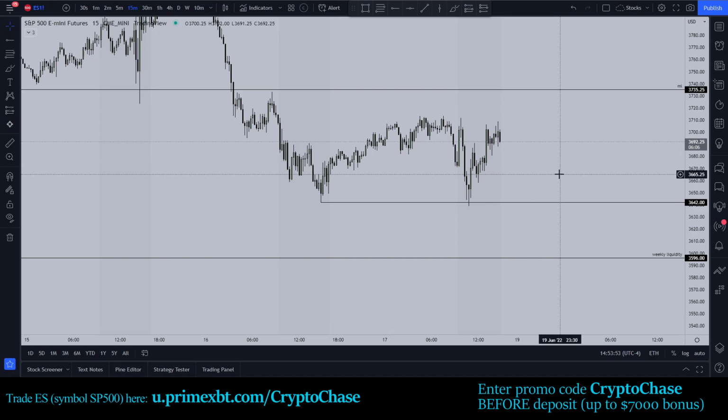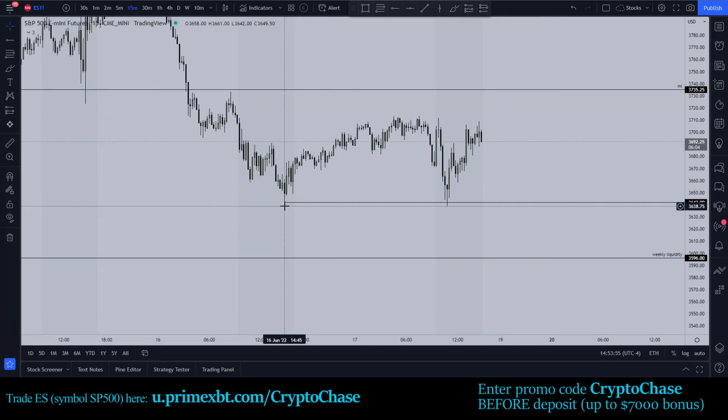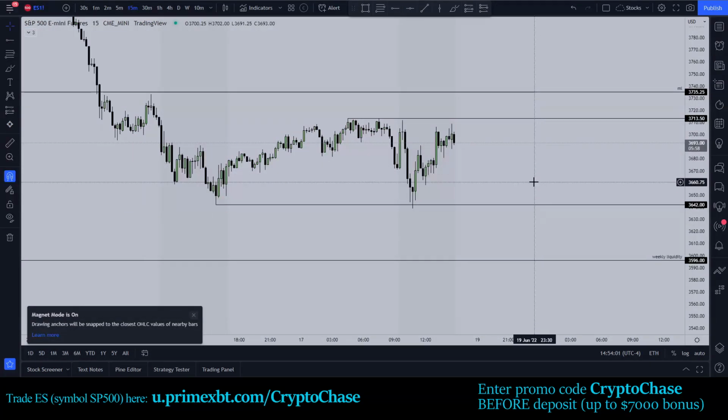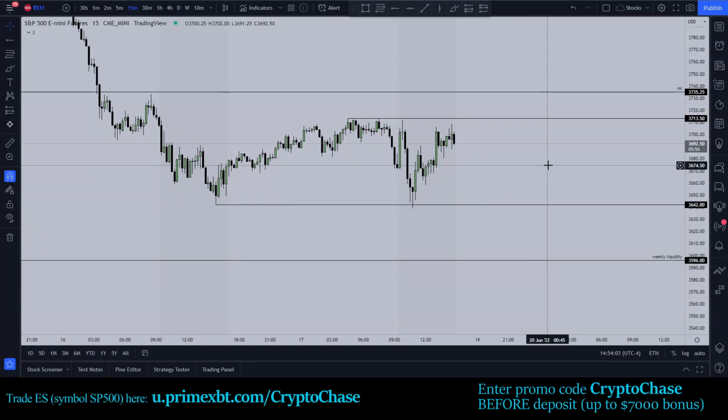Okay, so now let's start marking this out. So we marked out a low. We're going to mark out a high here. Now this is before today's trading session, and again here we're on ES, and we're going to talk about the Bitcoin trade as well. But for now here we're on ES.